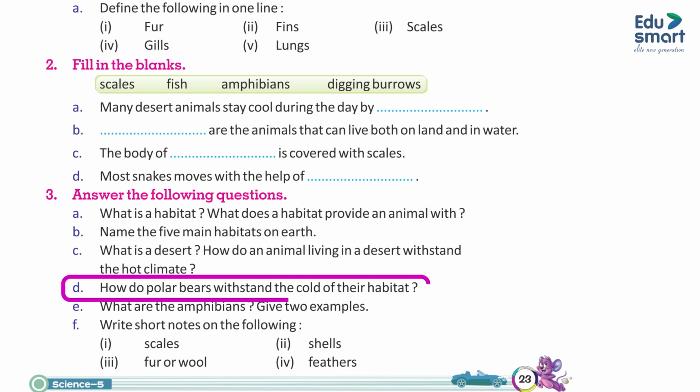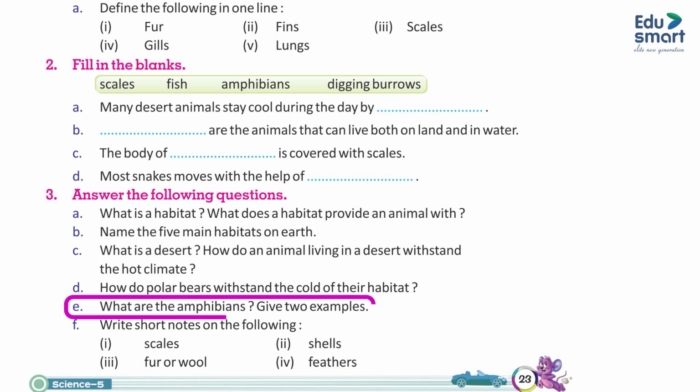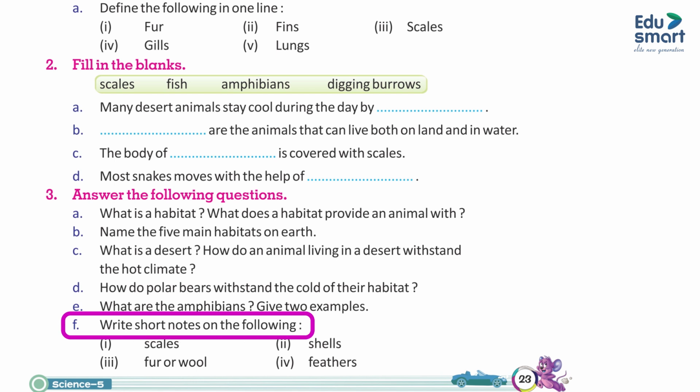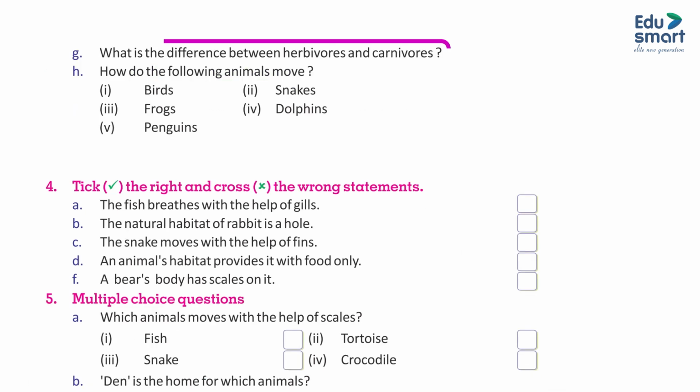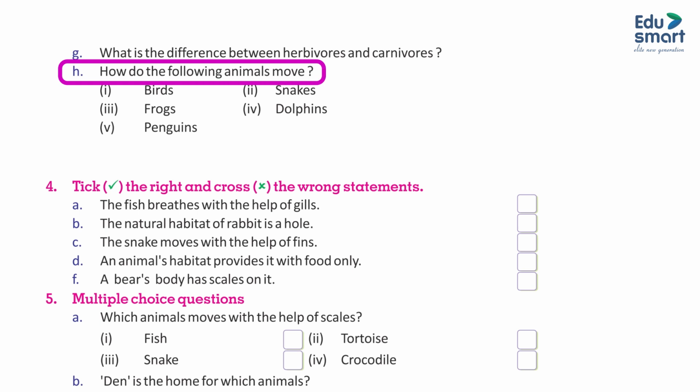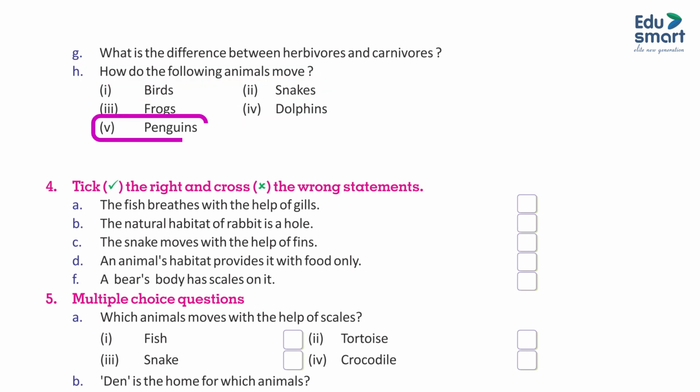D. How do polar bears withstand the cold of their habitat? E. What are amphibians? Give 2 examples. F. Write short notes on the following. 1. Scales. 2. Shells. 3. Fur or wool. 4. Feathers. G. What is the difference between herbivores and carnivores? H. How do the following animals move? 1. Birds. 2. Snakes. 3. Frogs. 4. Dolphins. 5. Penguins.